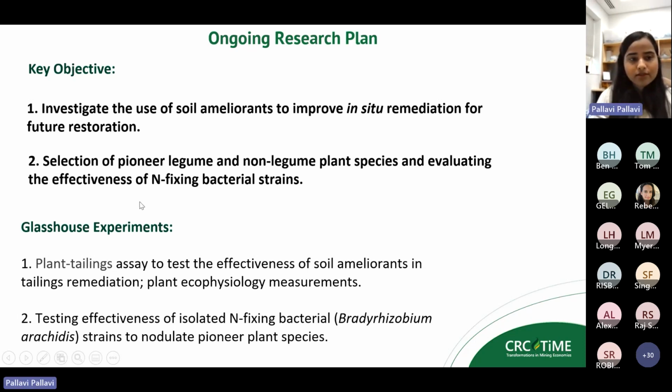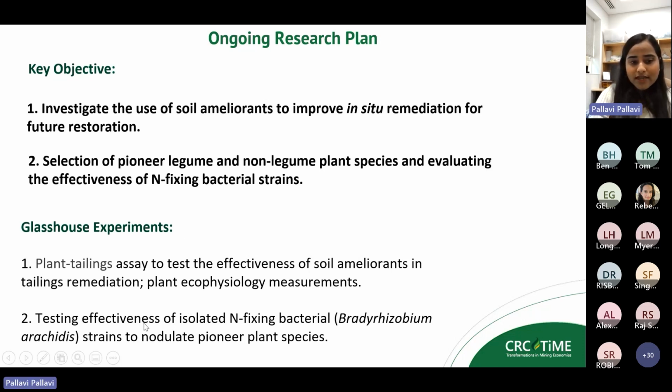My second objective is the selection of pioneer legume and non-legume plant species and evaluating the effectiveness of nitrogen fixing bacterial strains. Although 98% of the Earth's atmosphere is nitrogen, plants are unable to take this atmospheric nitrogen directly because it is present in the form of inert diatomic nitrogen. So these nitrogen fixing bacterial strains are extremely important. They are either free living or make a symbiotic association with plants, and they are capable of transforming this atmospheric nitrogen to organic fixed nitrogen compounds such as ammonia, which is consumable by the plant.